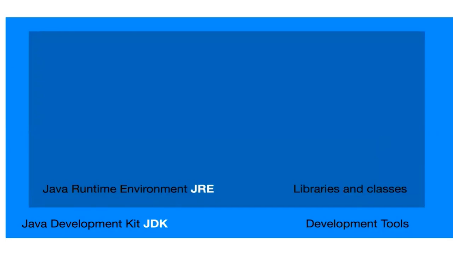So the Java Runtime Environment, or JRE, contains all your libraries and your classes, and it's for us to develop our Java applications. So you might be wondering, what are libraries? What are classes?